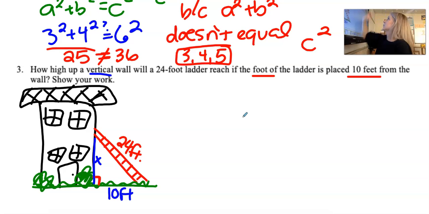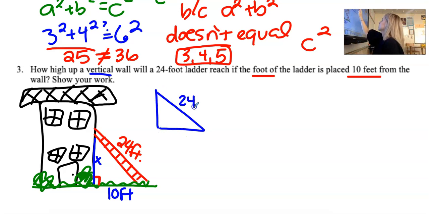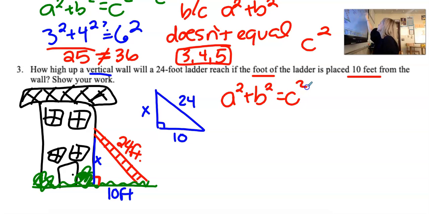Okay, so let me redraw that picture without any distracting information. So 24 is your hypotenuse, 10 is the bottom, and we're trying to find how high vertically. So I can use the Pythagorean theorem for this. I'm trying to find sides, and I have a 90-degree angle. So let's write down our Pythagorean theorem. A squared plus b squared equals c squared.